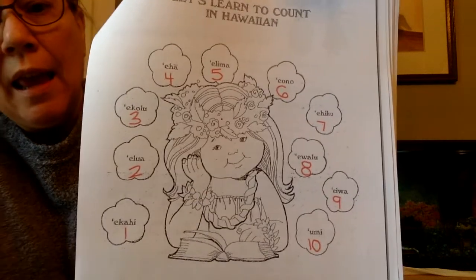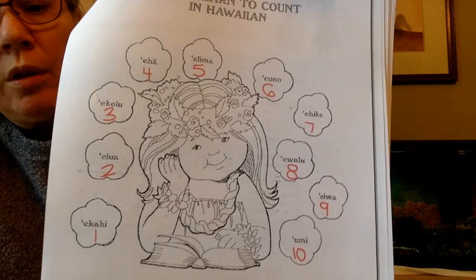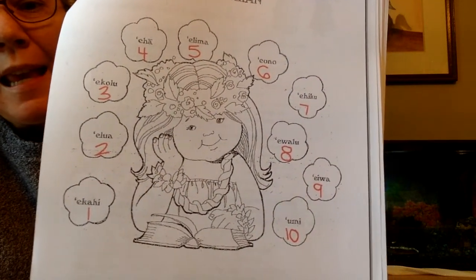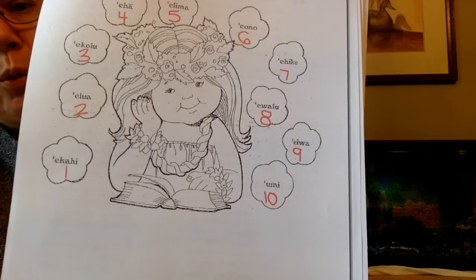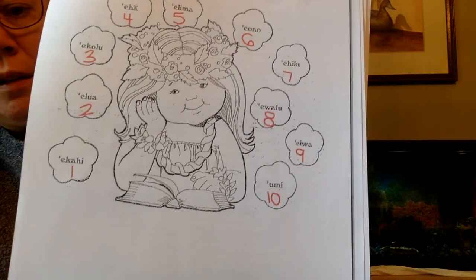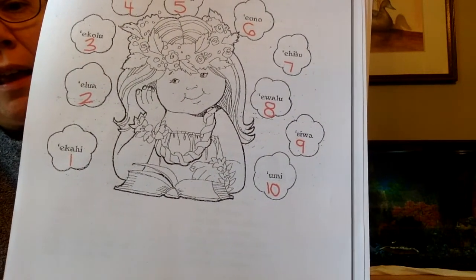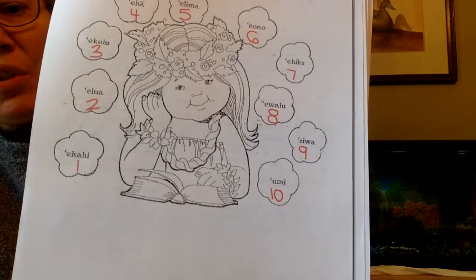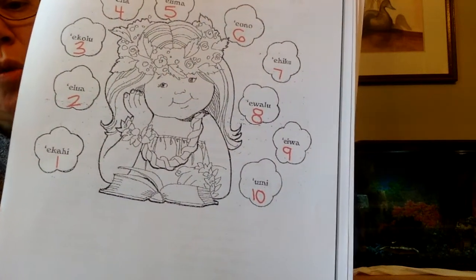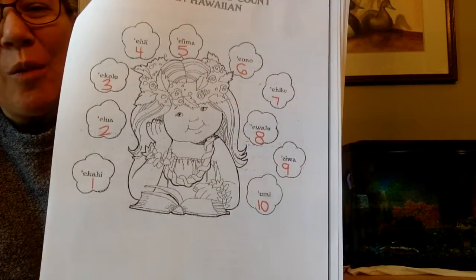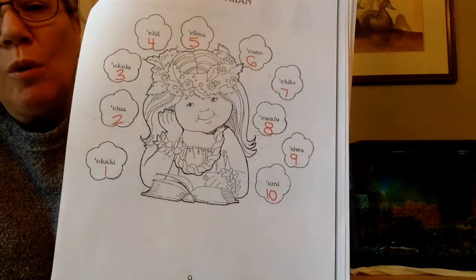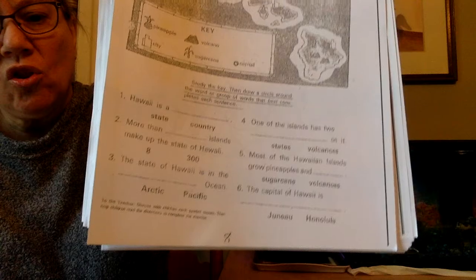Number 6, aono, aono. Number 7, a hiku, a hiku. Number 8, a valu, a valu. Number 9, a iva, a iva. And number 10, umi, umi. Okay, so you can have fun counting to 10 in Hawaiian. If you'd like to do that some more, just rewind a little bit in the video. Make sure you go back if you have not completed page 8, make sure you go back and do that.